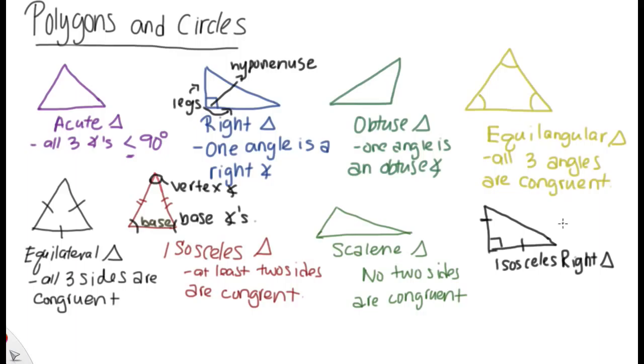Likewise, a triangle with one right angle but no two sides congruent would be a right scalene triangle. So these two sides are not congruent, as is the scalene definition, but it's also a right triangle. So you would say this is a right scalene triangle. I hope you enjoy learning about different types of triangles.